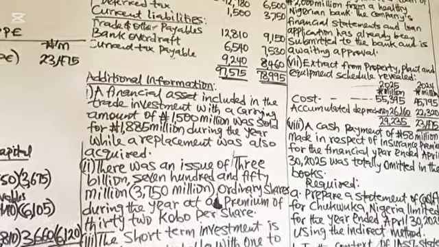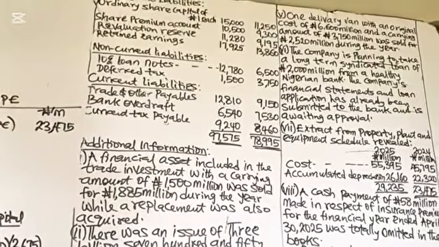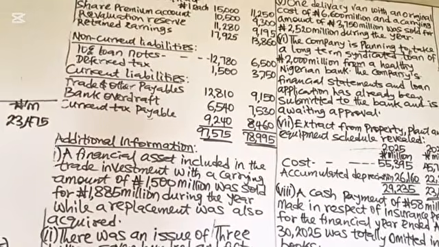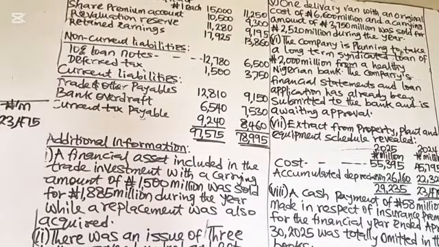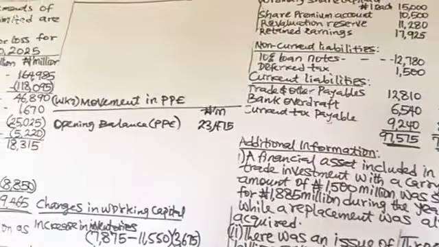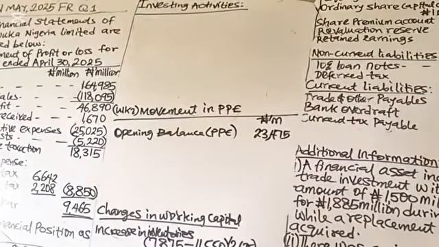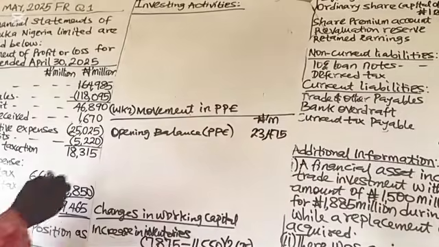So now let's move to note 5 rather. One delivery van with an original cost of 6.6 billion and a carrying amount of 3,750,000,000 was sold for 2,520,000,000 during the year. So there is a disposal of delivery van during the year, and delivery van is part of the property, plant, and equipment. So that will have effect on that.